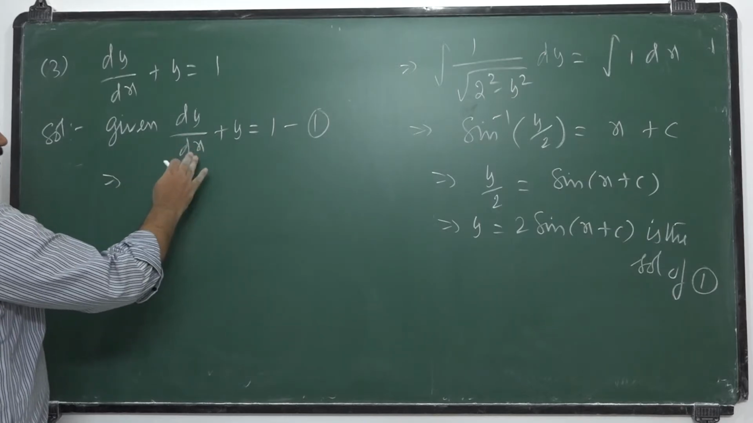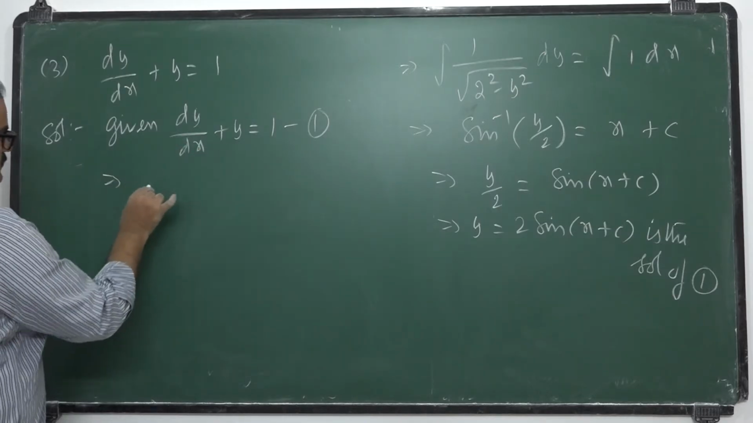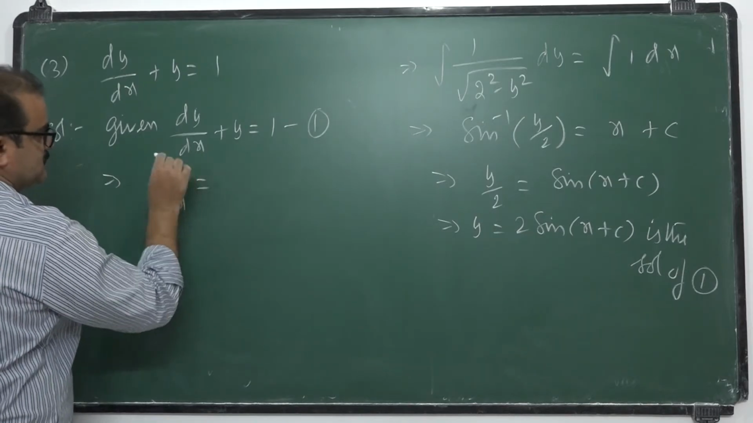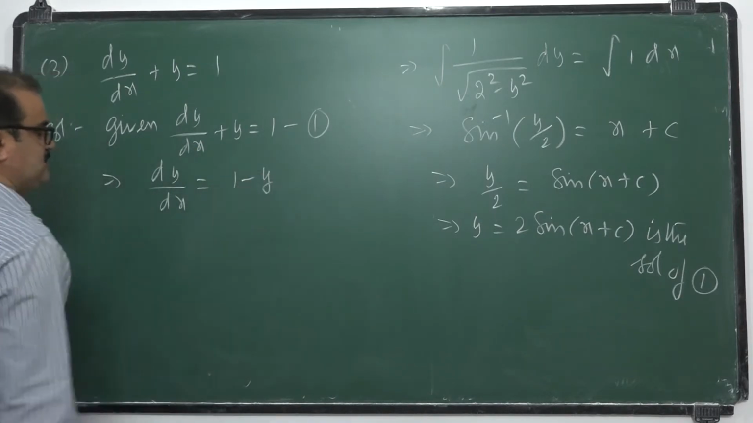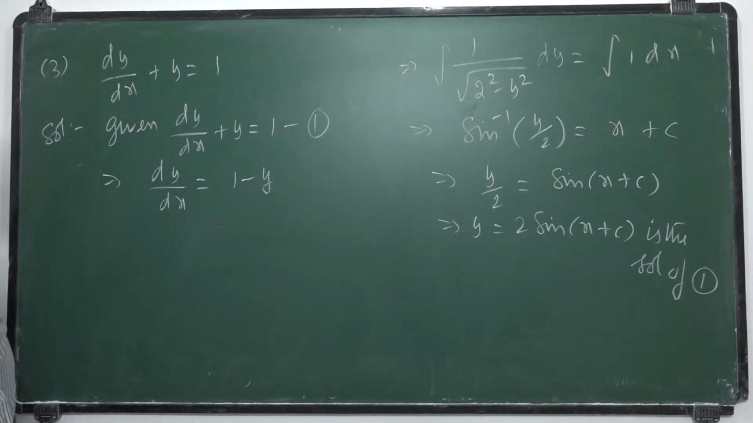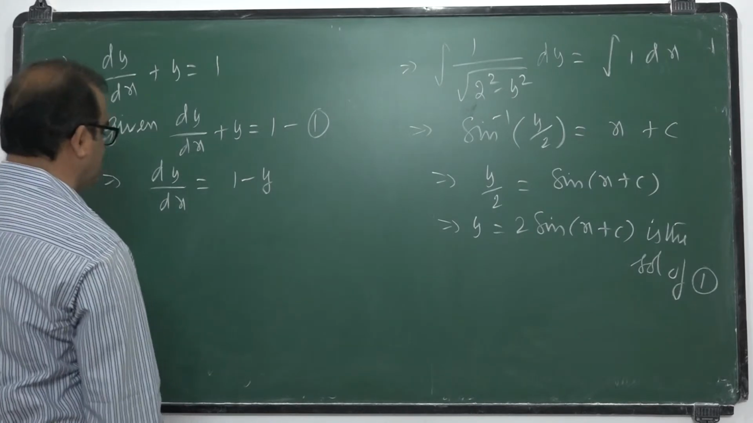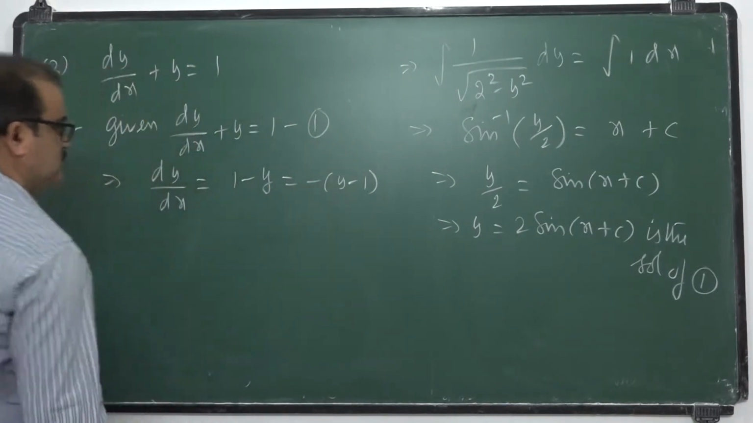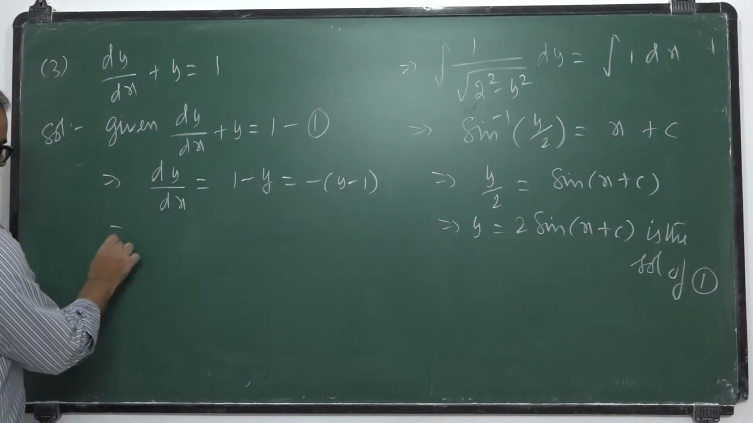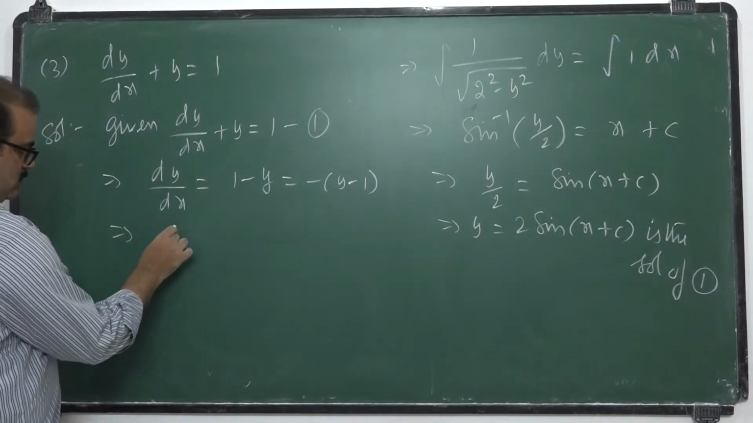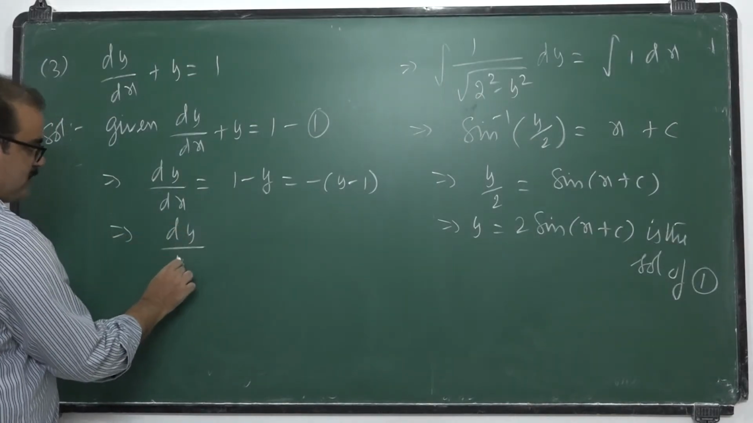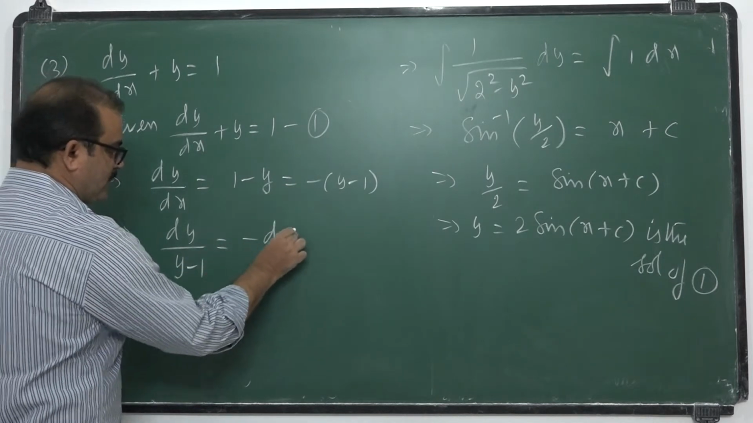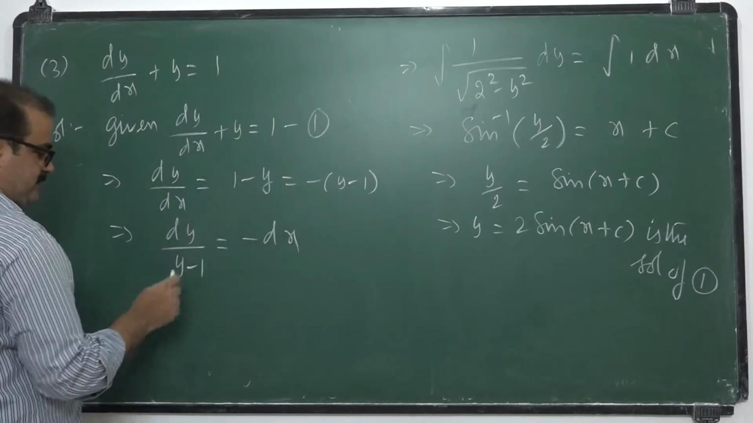Now we separate the variables x and y. Write it as dy by dx is equal to 1 minus y, or write it as minus of y minus 1. Now write it as dy by y minus 1 is equal to minus dx on cross multiplying.